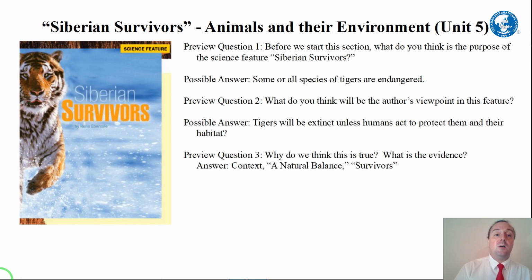Well, first of all, we have context. We know what we talked about last time with A Natural Balance. We have the word survivors. So to survive, maybe they are endangered or about to be extinct. And also, this is what the unit is about. So I'm guessing from context.